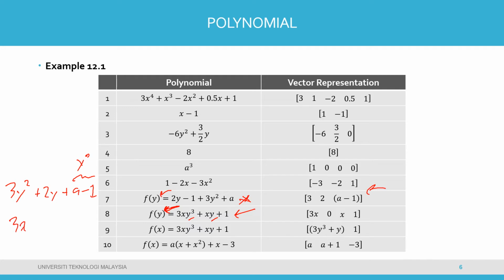So 3x y power of 3. Then you look at the power of 2. There is no power of 2, so just 0, y power of 2. And then x y power of 1 plus y power of 0. So only 1, y0. So after that, you convert this into a vector. So 3, okay, this one is 0. This one is x. And this one is 1. Okay, so it will become like this.